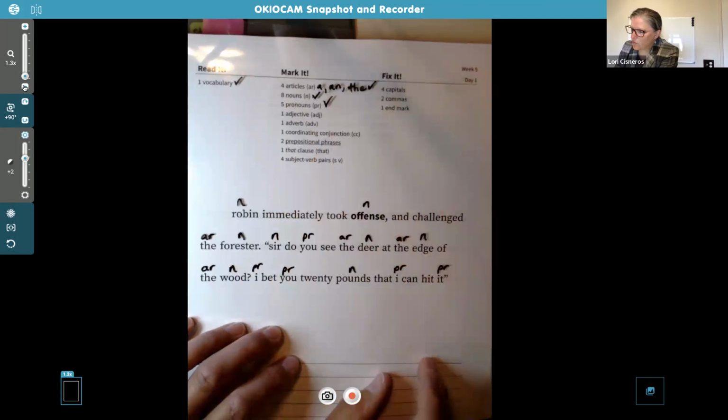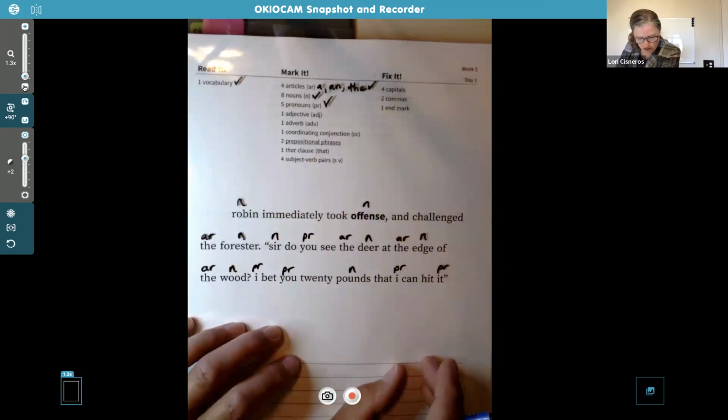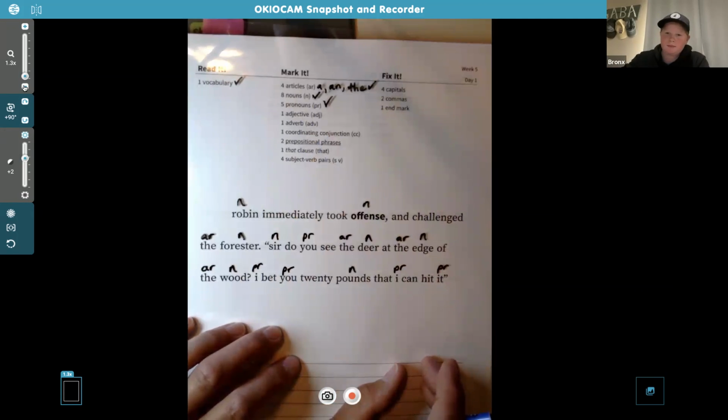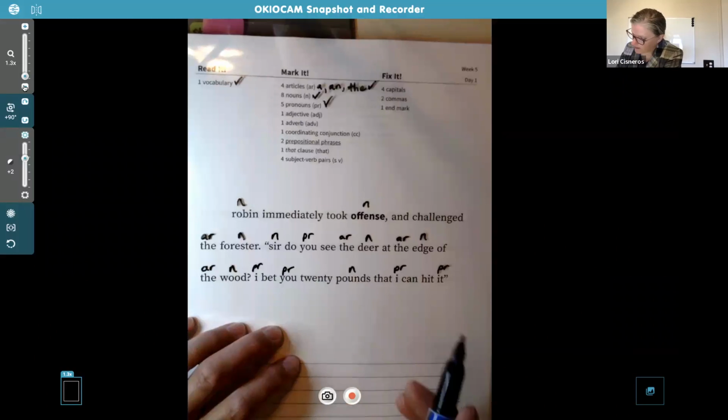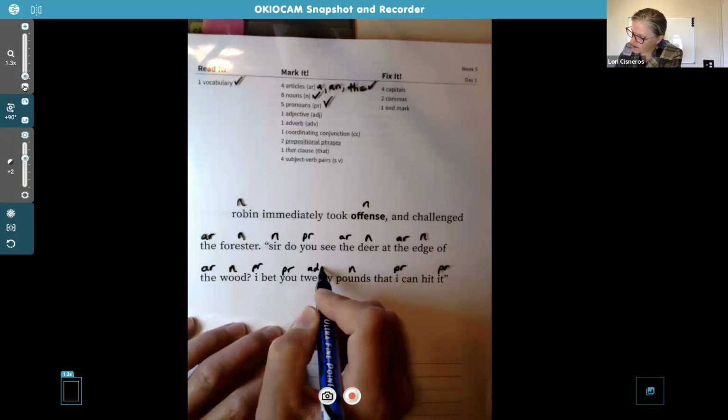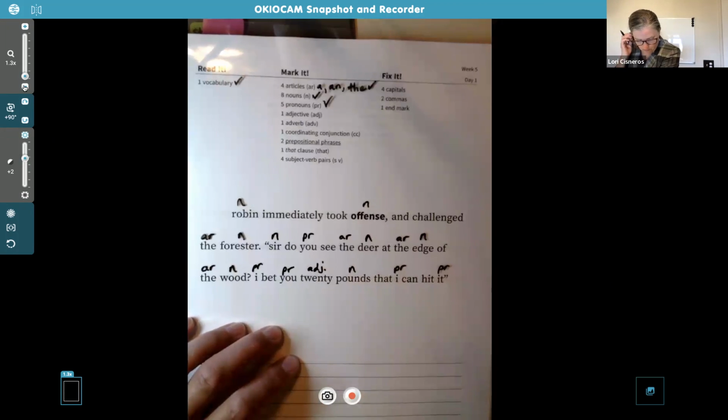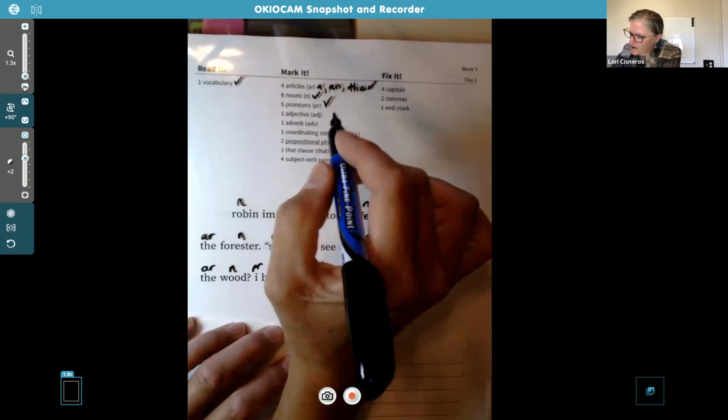Good job. There's one adjective, and an adjective describes the noun. Can you identify an adjective in these sentences? I believe it's 20. It is 20. Good job. 20 pounds describes the noun. Good job.